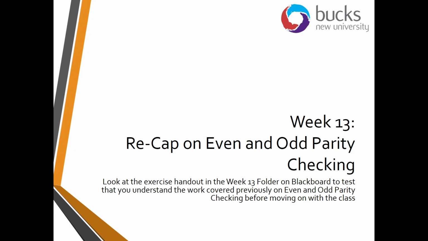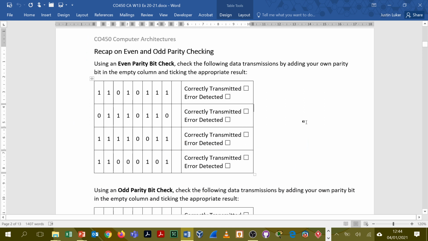First of all, we have to do a little recap on even and odd parity checking from the previous weeks. So if we go to the exercise sheet to start with, we can do a little recap of some questions that relate to even and odd parity checking. So here we are in the exercise sheet. The first thing is a recap on even and odd parity checking. Using an even parity bit check, check the following data transmissions by adding your own parity bit in the empty column and tick in the appropriate result.